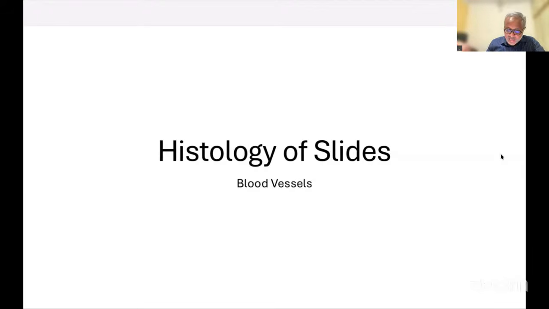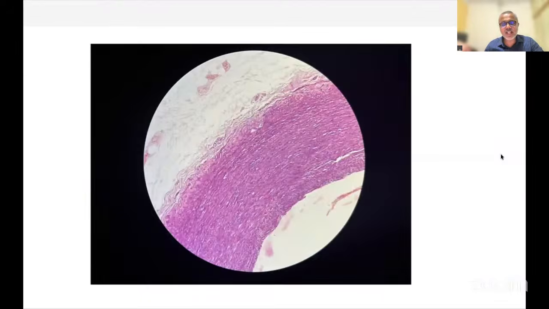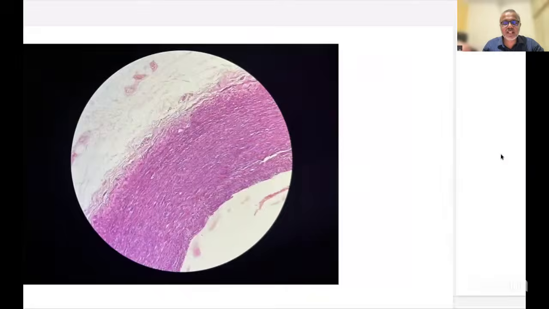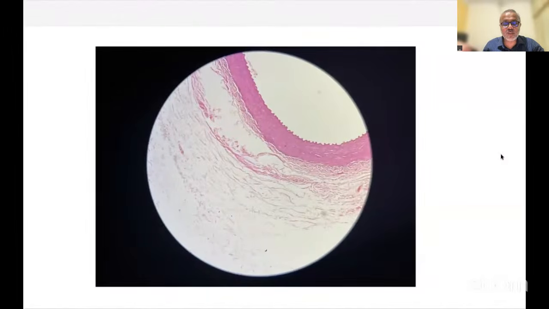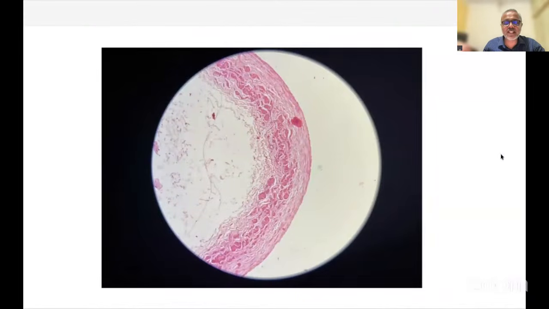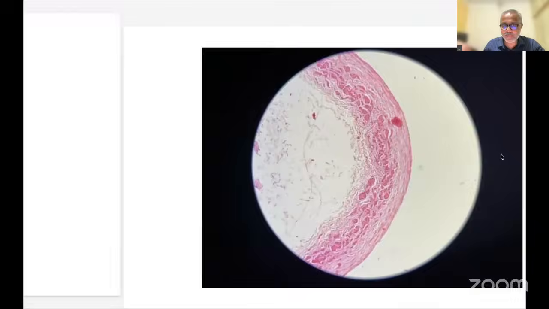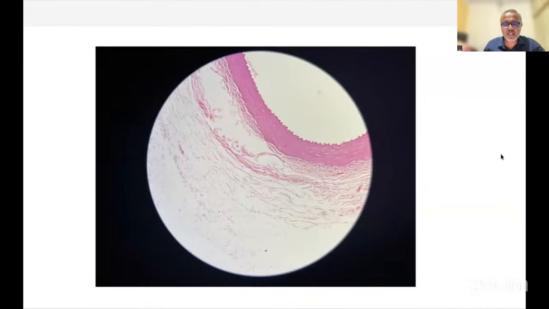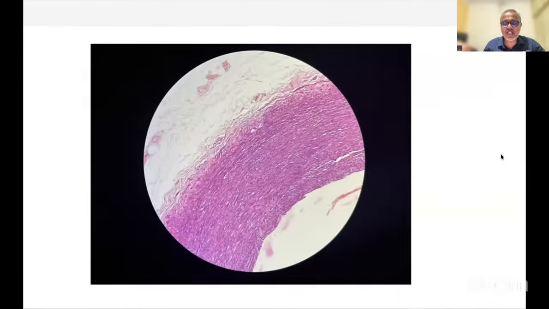The first slide that we see, right? This is the slide of the large sized artery. We will see all slides at once and then we will take up each slide individually. This is a slide of large sized artery or elastic artery. This is the slide of muscular artery or medium sized artery. And this is the slide of large sized vein. So large sized vein, medium sized artery, large sized artery.